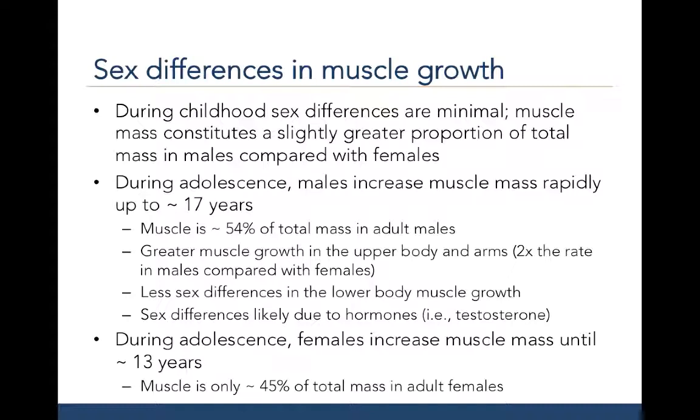During adolescence, males increase muscle mass rapidly up until around the age of 17. Muscle mass is approximately 54% of total mass in adult males. There is also a greater rate of muscle growth in the upper body and arms, with up to 2 times the rate in males compared to females. There is less of a sex difference in the rate of muscle growth in the lower body. These sex differences are likely due to differences in hormones such as testosterone. During adolescence, females increase muscle mass until around the age of 13. Muscle is only about 45% of the total mass in females.